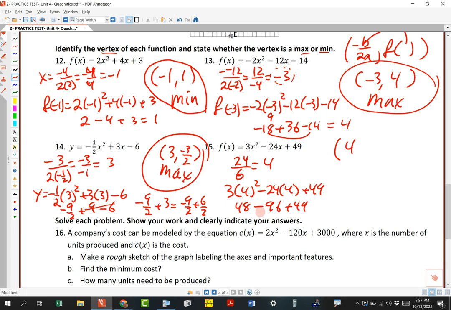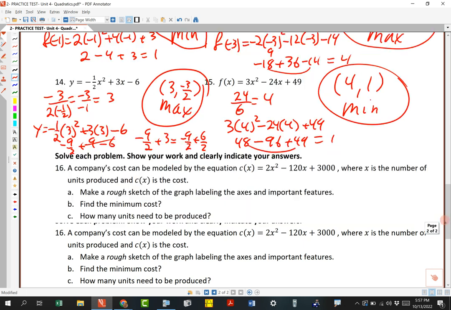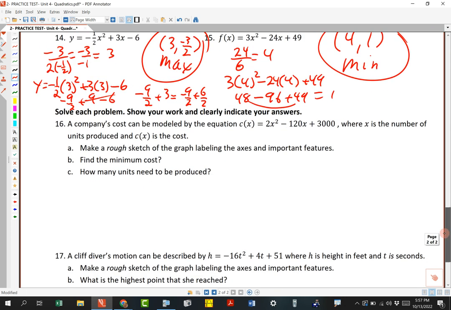So I think if you take a look at that, these two actually add up to be 97 and minus 96. This is going to end up being a 1. So we have 4 comma 1 here, and this opens up, so this is going to be a min. All right, so now we'll come down here and we'll take a look at the last couple of problems.